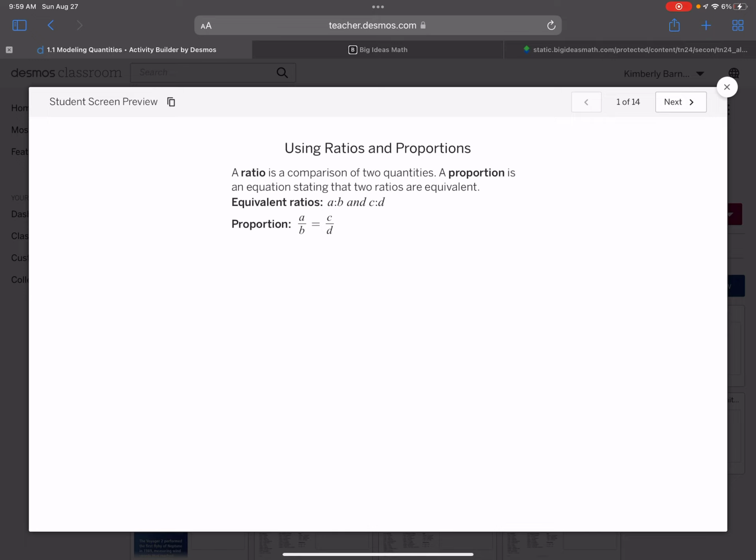Using ratios and proportions. We've seen ratios and proportions before. A ratio is just a comparison of two quantities. And a proportion is an equation showing that two ratios are equivalent. So if we have the two ratios A to B and C to D and they're equivalent, then we can write it as a proportion. A over B equals C over D.